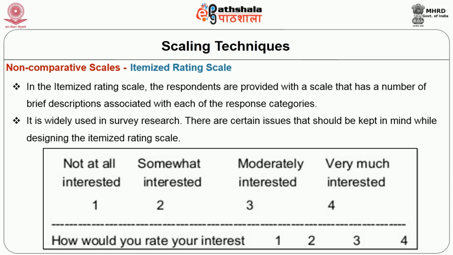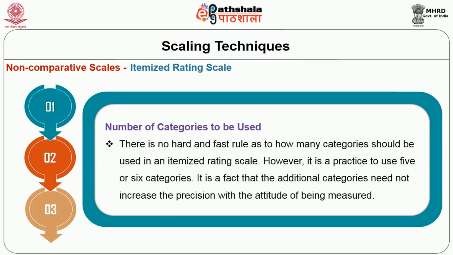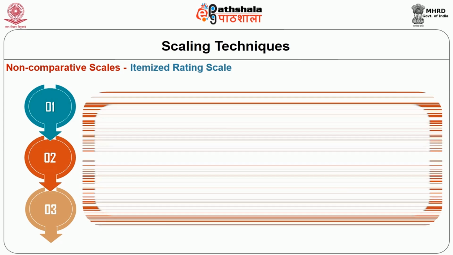There are certain issues that should be kept in mind while designing the itemized rating scale. The issues are the number of categories to be used. There is no hard and fast rule as to how many categories should be used in an itemized rating scale. However, it is a practice to use 5 or 6 categories. It is a fact that additional categories need not increase the precision of the attitude being measured.